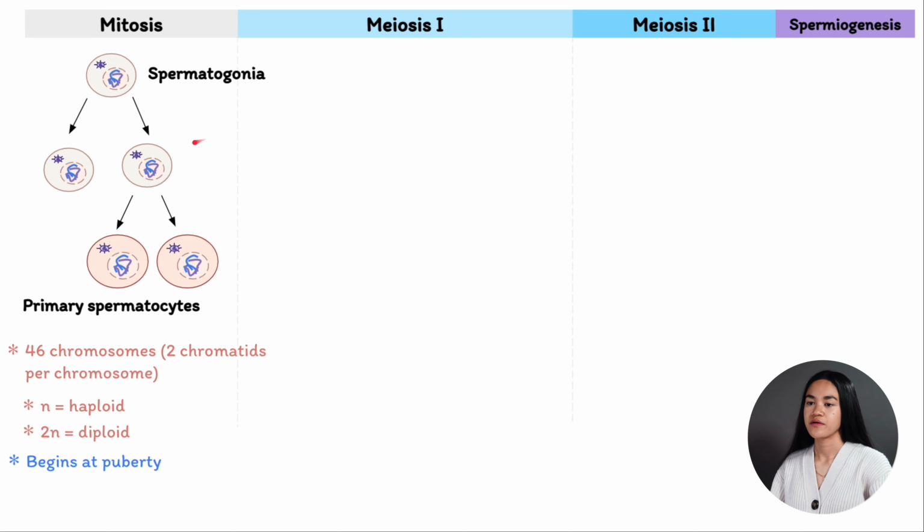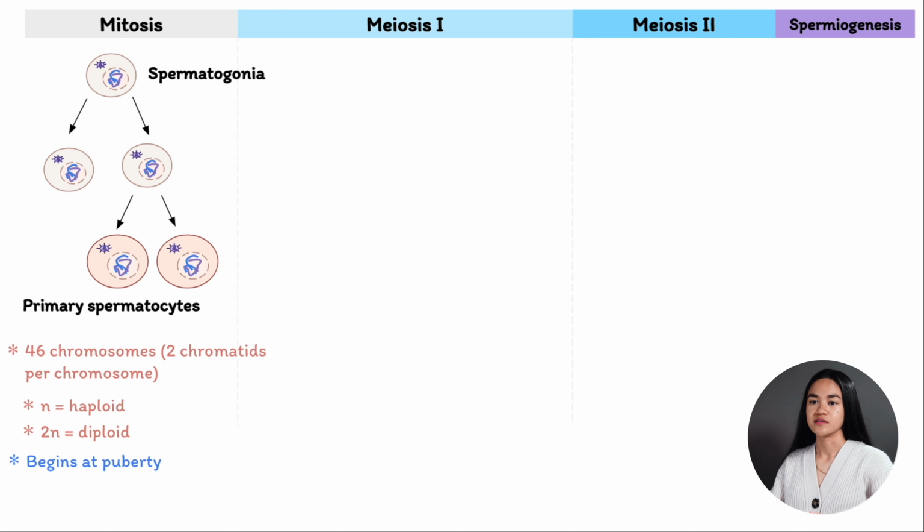So this is a primary spermatocyte, and it's going to continue through the spermatogenic cycle and undergo the meiotic phase of spermatogenesis. The number of chromosomes per cell is still 46, and there are 2 chromatids per chromosome. Now, if each clone produced continues through the meiotic division, then the pool of spermatogonia would disappear. So we need a mechanism so that we can maintain this pool of undifferentiated spermatogonia.